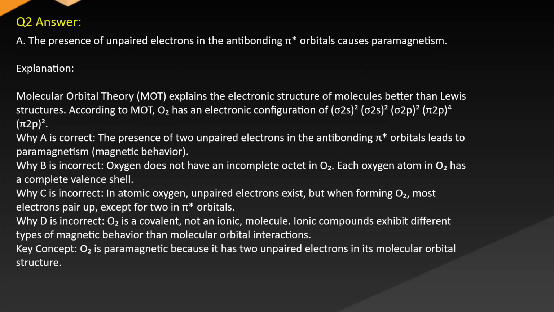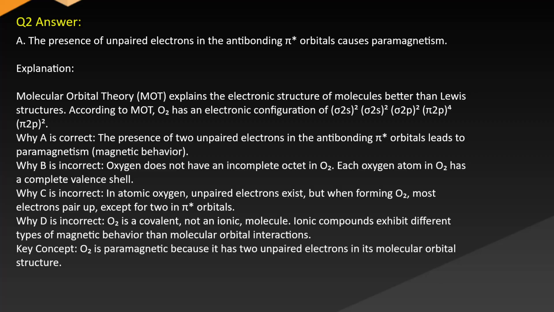Answer A. The presence of unpaired electrons in the antibonding π orbitals causes paramagnetism. Explanation. Molecular orbital theory, MOT, explains the electronic structure of molecules better than Lewis structures. According to MOT, O2 has an electronic configuration of σ1s, σ*1s, σ2s, σ*2s, σ2p, π2p, π*2p, which is correct. The presence of two unpaired electrons in the antibonding π orbitals leads to paramagnetism.